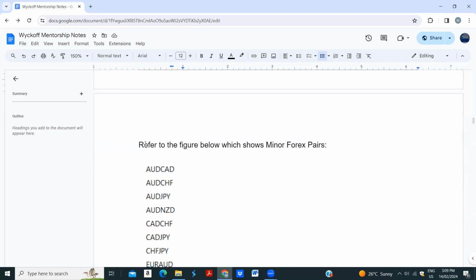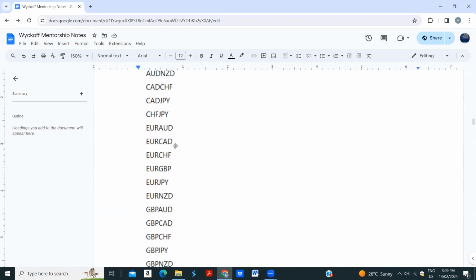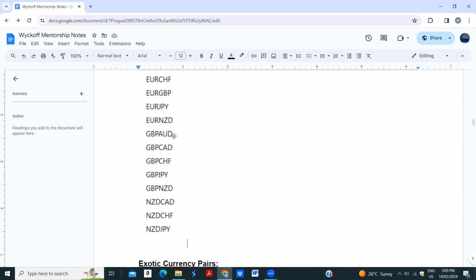This is the list of the minor forex pairs, or the minor currency pairs. You have to learn this list. AUD CAD, AUD CHF, AUD JPY, AUD New Zealand dollar, CAD CHF. You can see that all of the currencies are major currencies and they don't include US dollar.